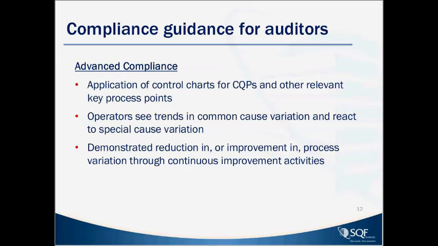At the advanced level, obviously you're applying control charts to either your QPs and the measurement of that, or other relevant process points that are important to you. Operators are using and seeing trends in the variation and reacting to them, reacting to what we call special causes. Again, we'll talk about that in the webinar, and basically demonstrating a reduction in or improvement in process variation through the continuous improvement activities.